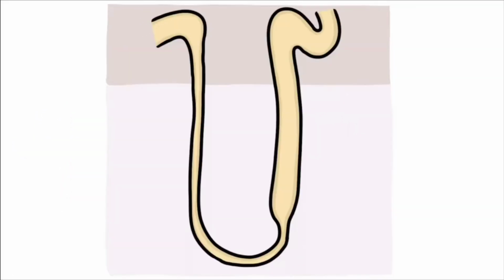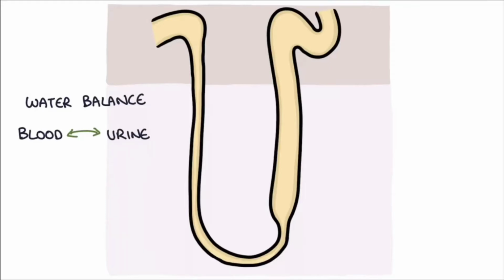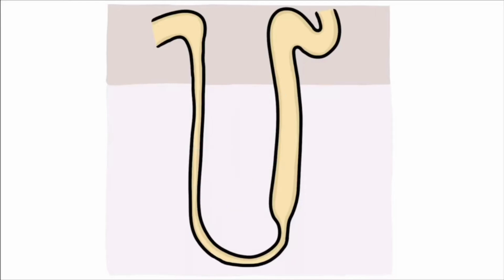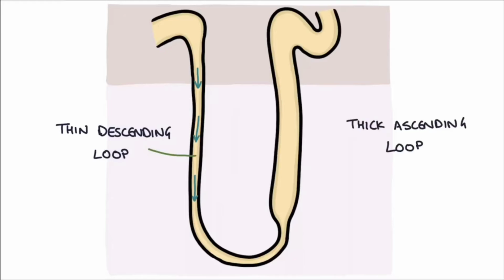The loop of Henle is a key area where water is balanced between the blood and the urine. A large amount of sodium and water are filtered from the filtrate into the blood in the loop of Henle. It consists of a thin descending loop where the filtrate is flowing downwards and a thick ascending loop where the filtrate is flowing upwards. There's also a small portion at the bottom of the ascending loop that's thin, but don't worry about this part as it doesn't do very much.